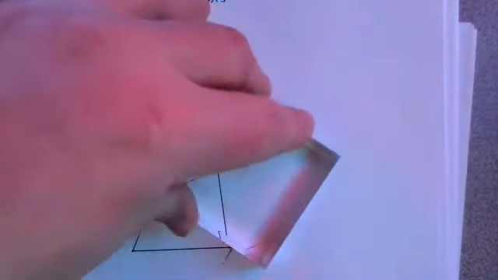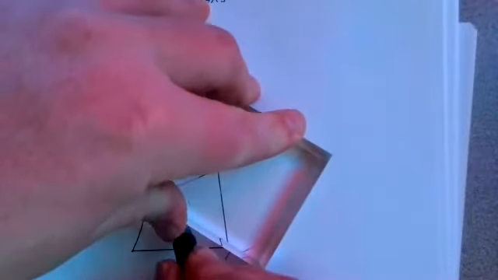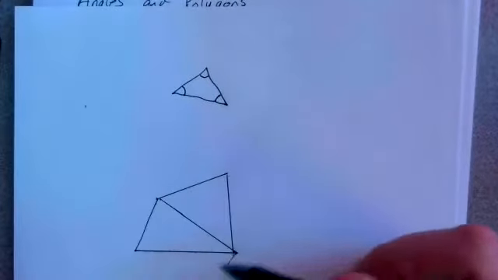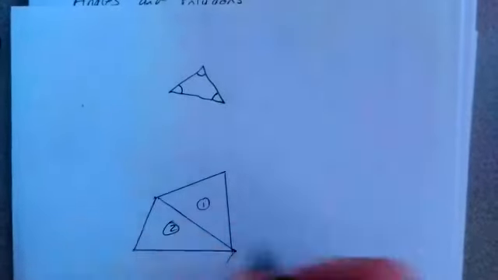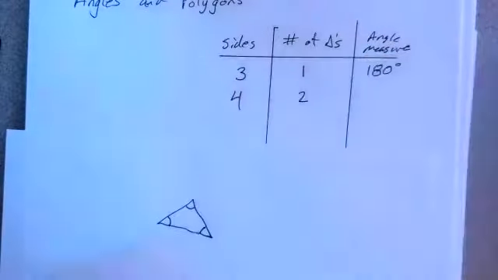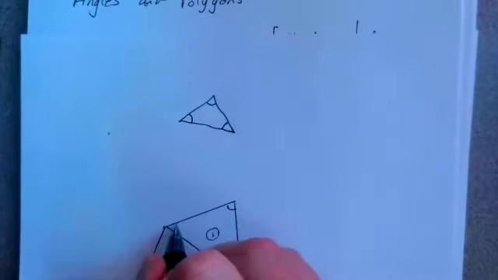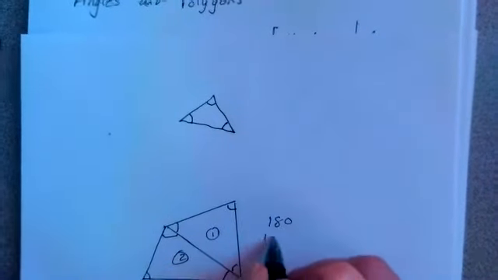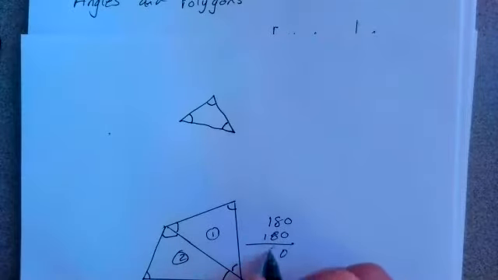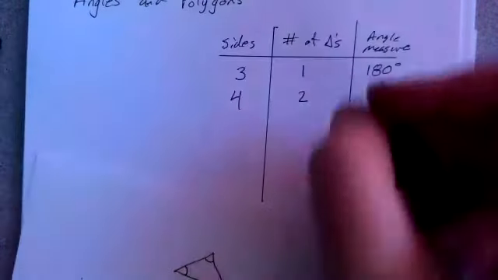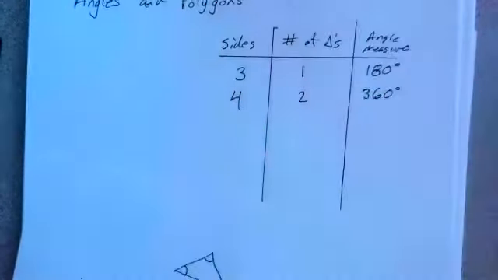All right, so what we're going to do is connect 2 vertices. All right, I connected 2 vertices, and now I see I have 2 total triangles. So if I have 4 sides, a quadrilateral, how many triangles did we end up with? We ended up with 2. Now I get 180 degrees here, and then 180 degrees here, for a grand total of 180 plus 180 gives me 360 degrees, but I think you already knew that. All right, so we ended up with 360 degrees.